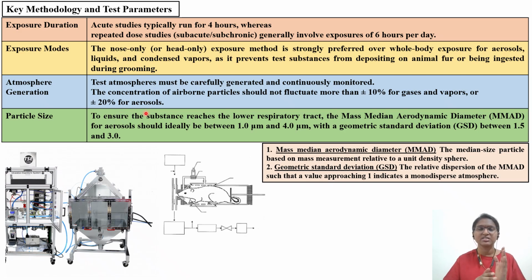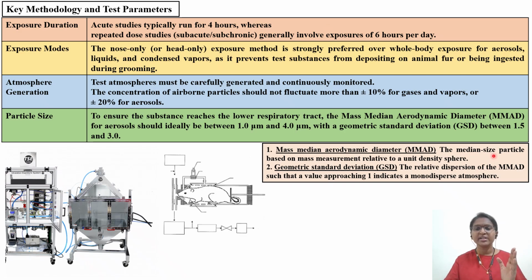As I told you, mist is there, vapor is there, gases are there, different natures of this inhalation exposure, the particle nature will be there. So that is a very great challenge for the study director. Particle size matters to ensure the substance reaches the lower respiratory tract. Our first question was that only, which region? The mass median aerodynamic diameter for aerosols should ideally be 1 to 4 micrometer, with a geometric standard deviation, that is GSD, between 1.5 to 3.0. This you have to remember.